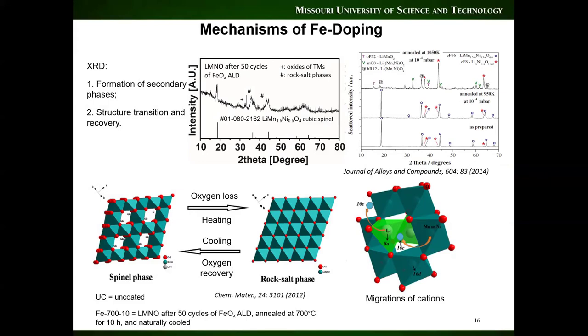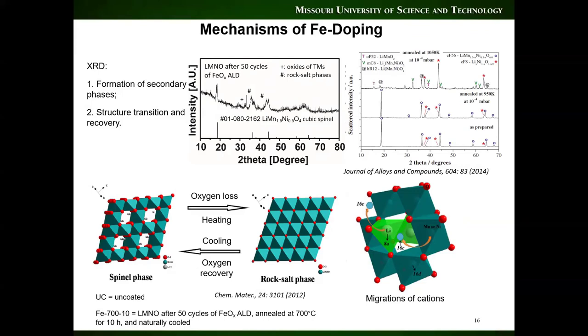First, for the as-prepared Fe-LNMO after iron oxide ALD, we observed formation of a secondary phase, which is consistent with others' work that annealed the LNMO in vacuum. If we consider the vacuum during ALD, this change of structure can be explained. During this change, LNMO will lose its lattice oxygen. The other case in which LNMO can lose its lattice oxygen is when it is heated above 700 degrees C in an ambient atmosphere.